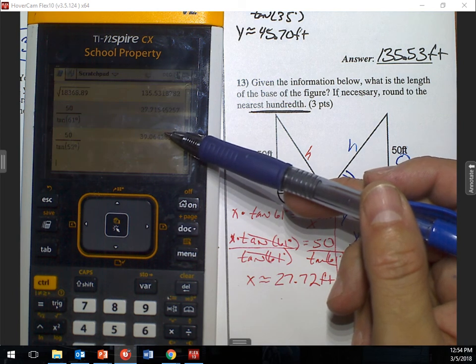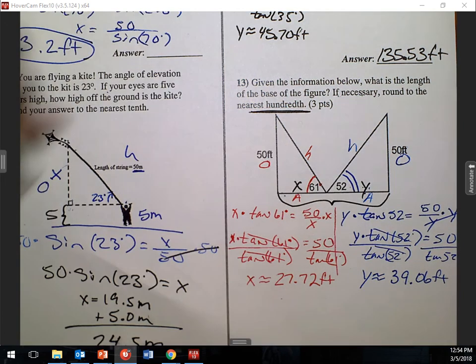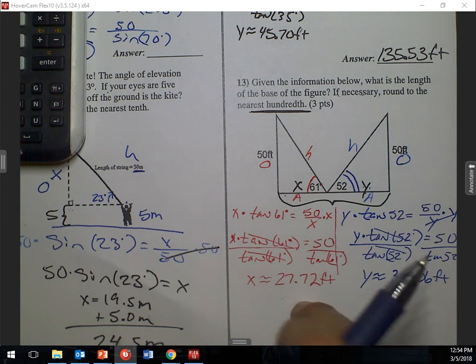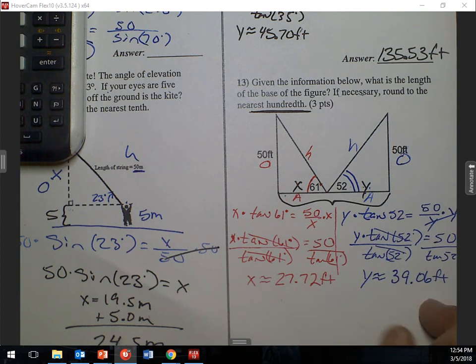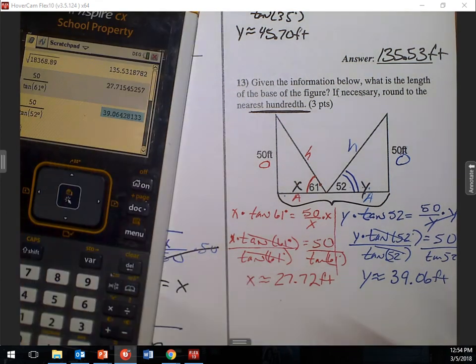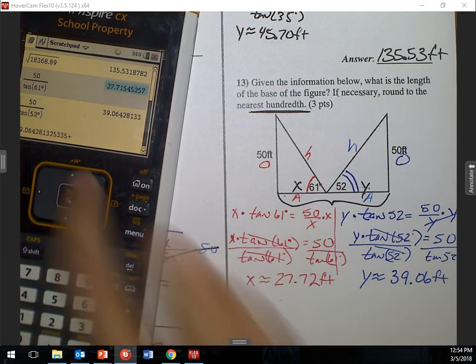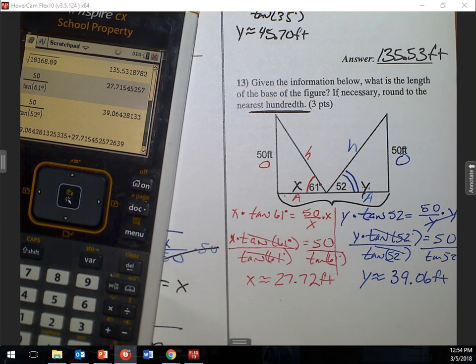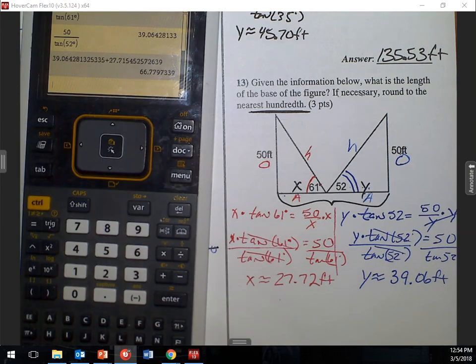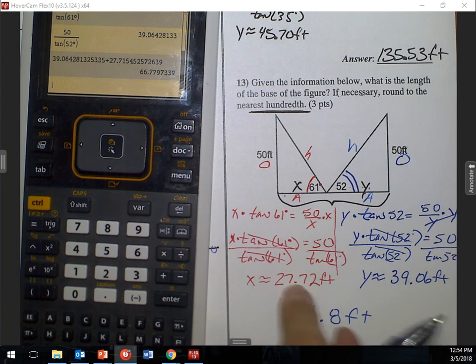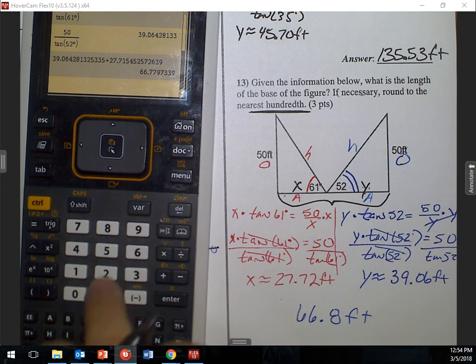Yes? Okay. Alright, so now to get my final answer, what do I do? Add those two, right? Let's go ahead and do that. So let's do this plus, I could arrow up, bam, right there, that. So if I rounded this, my answer is going to be about 66.8 feet.